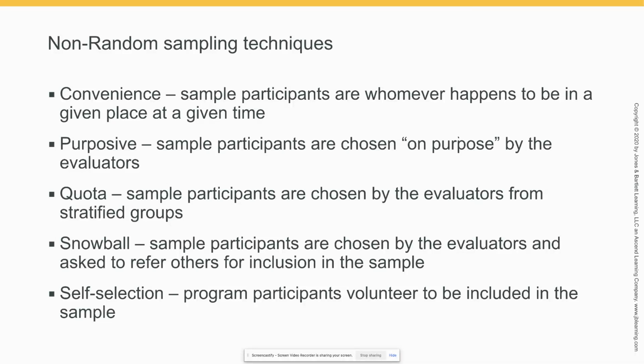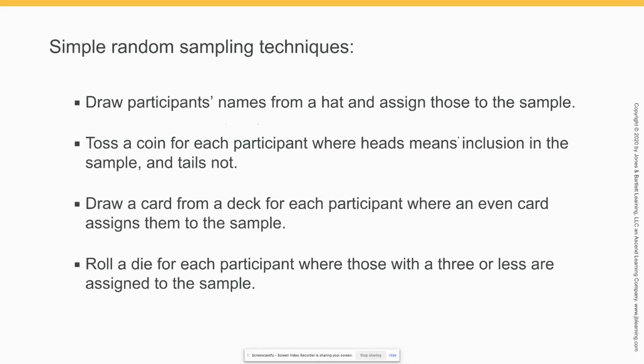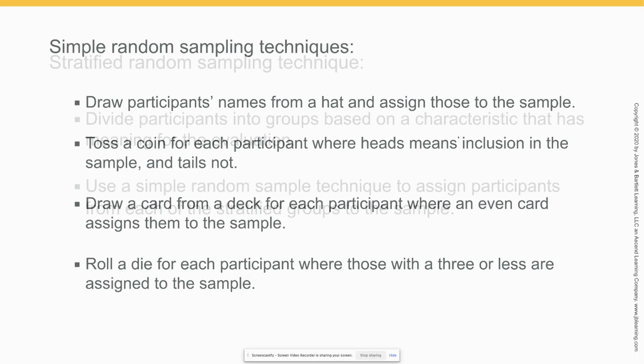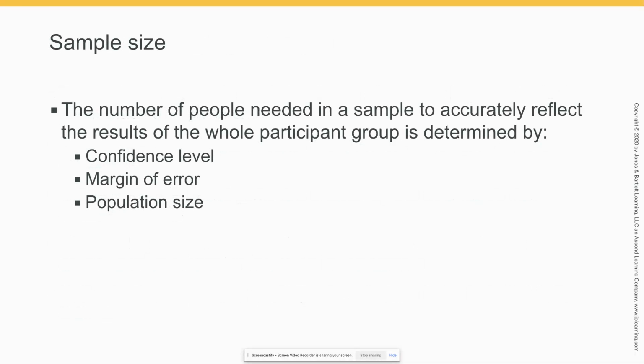If you are using a non-random sampling technique, you may be using one of these techniques. Clearly the gold standard is if you are doing simple random sampling for an experimental method, which we'll talk about in just a second. But if you can't do that, there are these other ways of pulling a sample to assess what they've learned, what new behaviors they're doing, and their health outcomes.